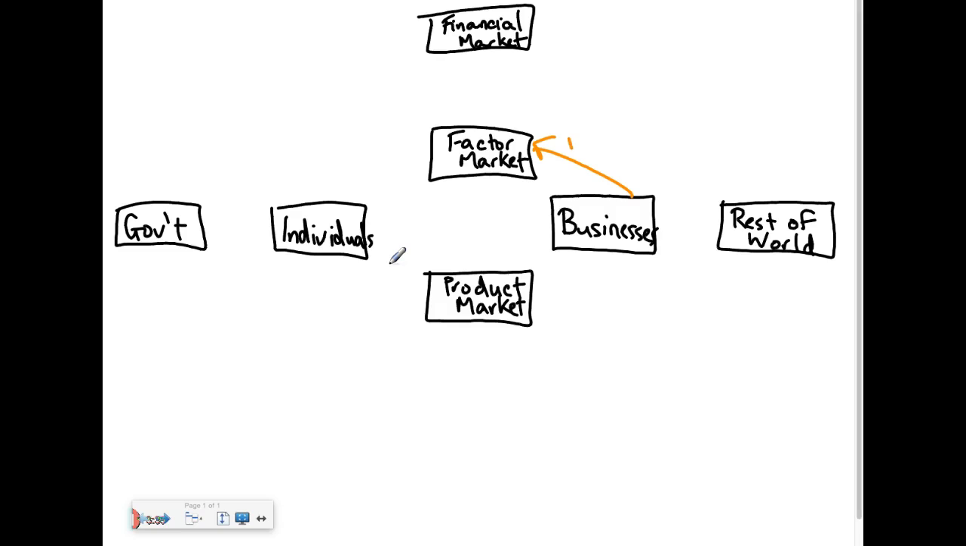So when we did this for the simple circular flow, we were simply showing that the businesses are going to pay rent, wages, interest, and dividends to the factor market. Okay? The factor market is then going to have to pass on all of that stuff to individuals. So all of that rent, wages, interest, and dividends gets passed here.